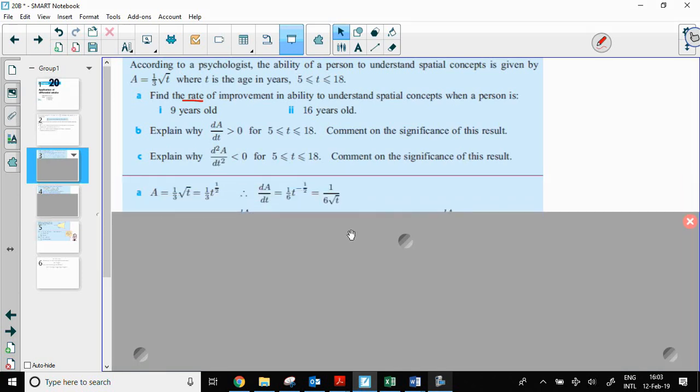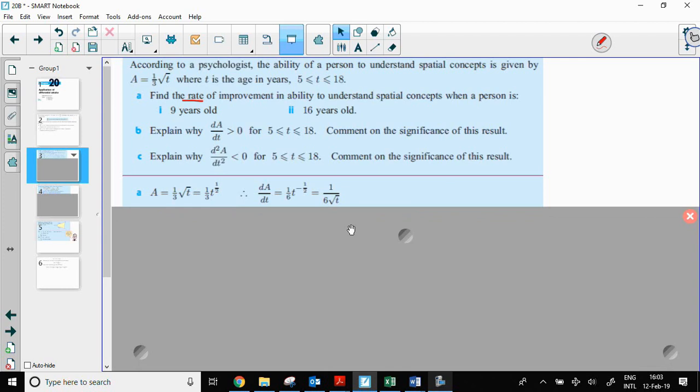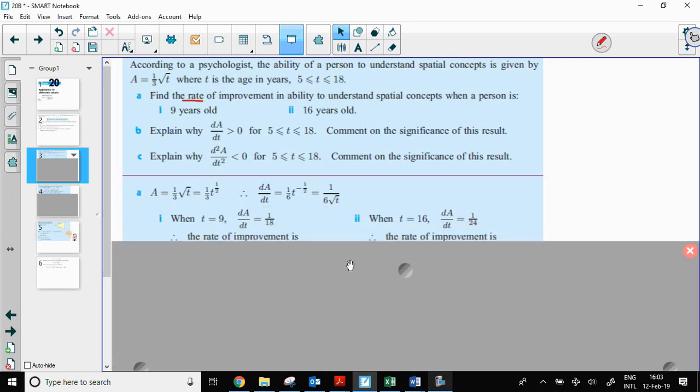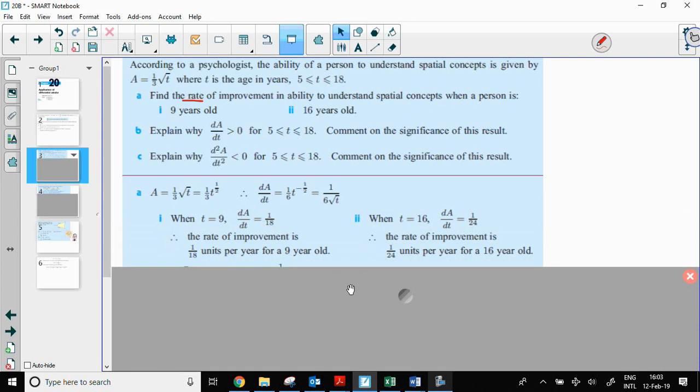Okay, so we know what A is. We calculate dA dt. Easy to do. Now we substitute in 9 for part 1 or 16 for part 2. So the rate of improvement, whatever the unit is here, is 1/18th unit per year for a 9-year-old, but it's 1/24th unit per year for a 16-year-old.